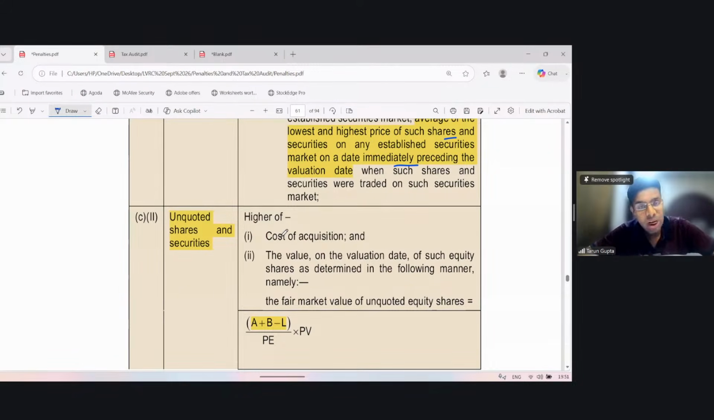Okay. The shares are unquoted, including the shares which are not listed. So the valuation shall be the higher of the cost or the value so determined as under. So how do you determine the value? By the formula A plus B minus L. It will give the value of the company. Then you divide this value by the total share capital of the company and multiply the value by the shares so held by the assessee. So it will give you the value of the company in the assessee's hand. Okay.